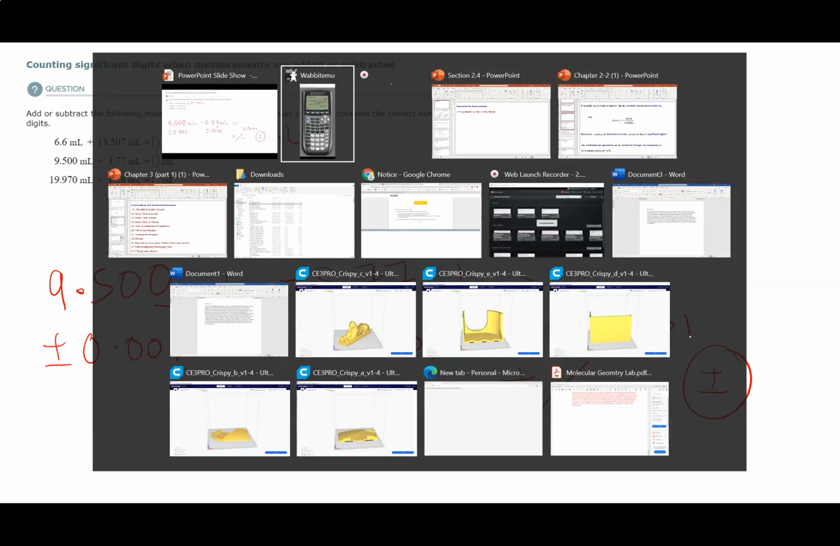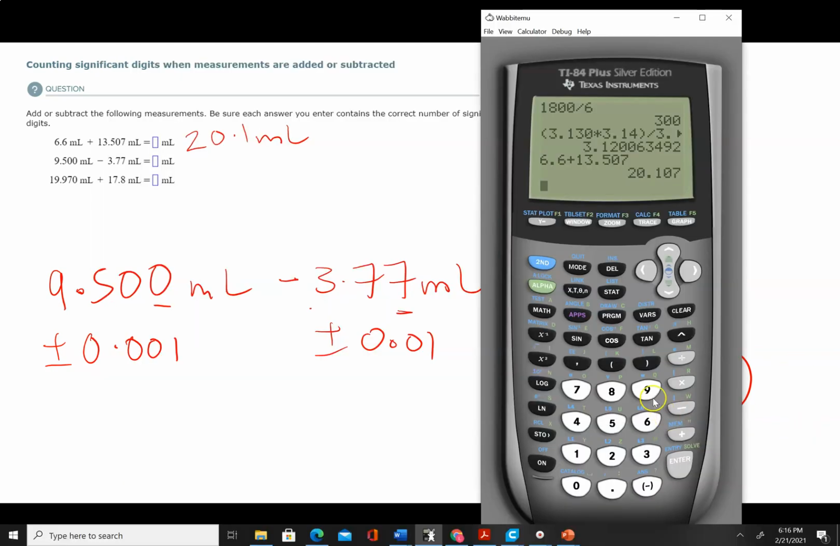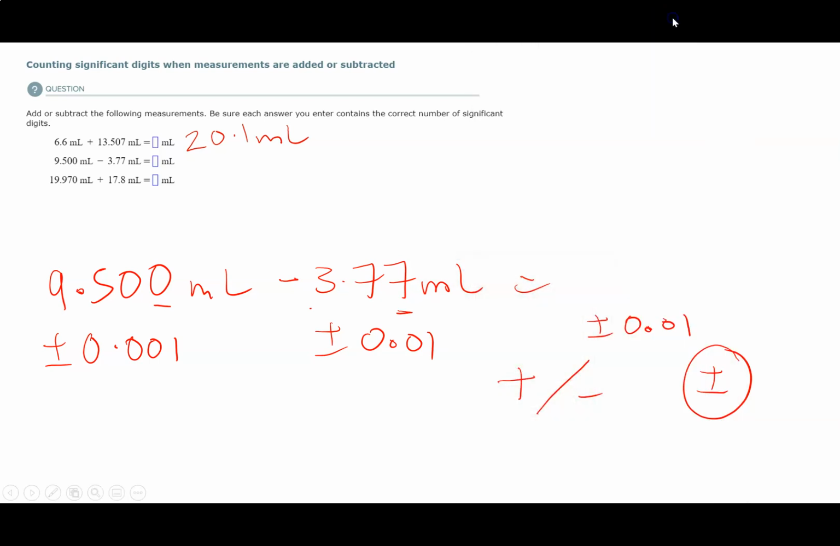Okay. So pop that into the calculator. 9.5 minus 3.77. And remember, we're going to go out to the 0.01s. So we don't have to do anything in this case. 5.73 is already at the 0.01. So 5.73 is my answer. Yep. 0.01, 0.01. Everything is good.